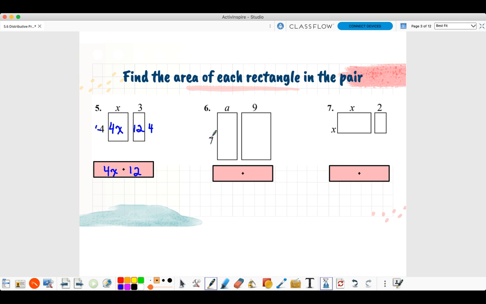And I'm sure you can figure this one out after doing that one. The area of this rectangle is 7a, and this one is 9 times 7, which is 63. So the total area of this is 7a plus 63. And remember, these are unlike terms, so you cannot add them. We don't know the value of a. We're just trying to find the expression.